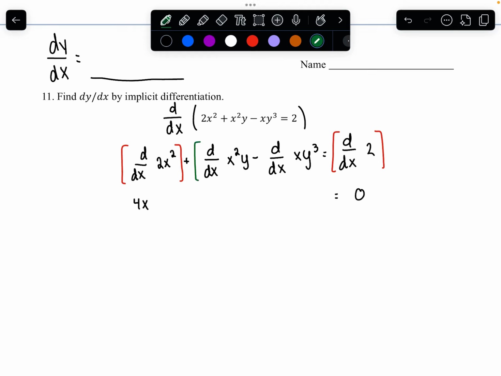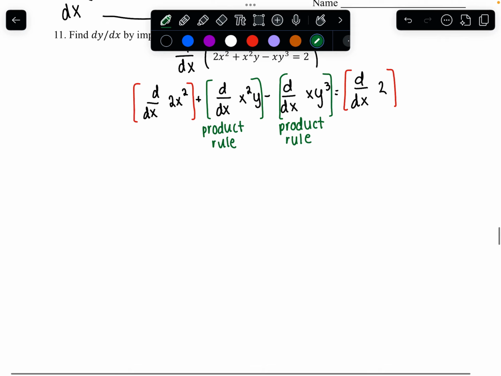Now, the trouble, I guess you could say, would be these two, because this is x squared times y. Well, how do you take the derivative of something times something else? Well, that's the product rule. Same thing down here, product rule, because I have x times y cubed. All right, that doesn't go away. All right, let me move this down. Okay, let's do this product rule first, okay?